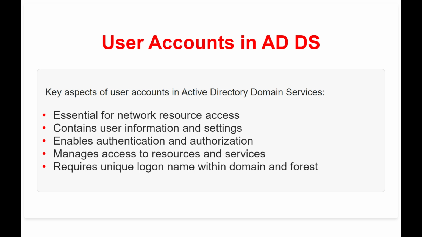One of the key functions of a user account is to enable authentication. When a user signs in to computers or domains, their account provides an identity that the domain can authenticate. This process ensures that only authorized individuals can access network resources.